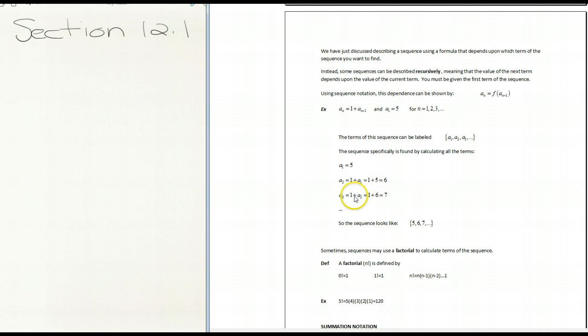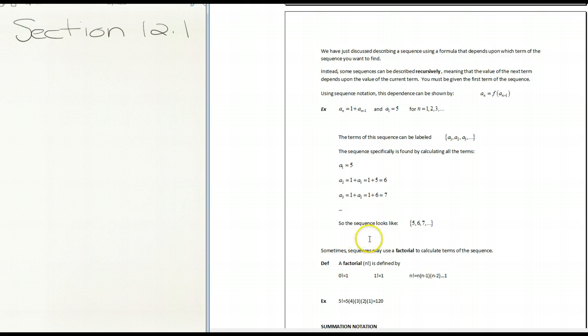How do I find a3? a3 is 1 plus a2. It's the 1 plus the previous term, which is 1 plus 6, which is 7. So the sequence looks something like this. 5 is the first term, 6 is the second term, remember, because it says to do what? Add 1 to the previous to get the next. 7 is the next. What would be next? 8, and then 9 and 10 and so on, right? That's a recursive definition.